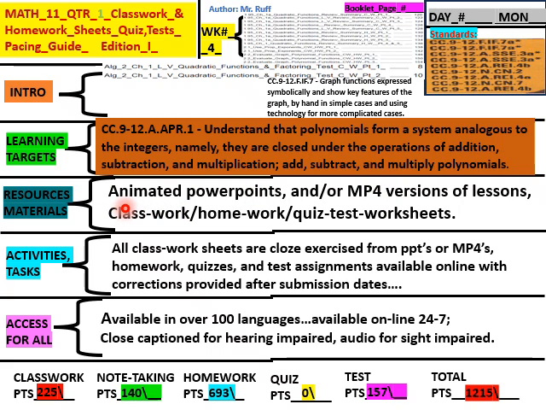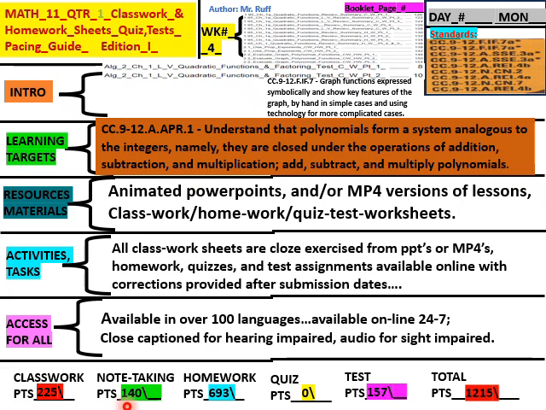And then as per usual, animated PowerPoints and video versions of lesson, classwork, homework, quiz, test, and worksheets are all animated PowerPoints and video. And then activities and tasks. All classwork sheets are closed exercises from PowerPoints or MP4s. Homework, quizzes, and test assignments are available online with corrections provided after submission dates. And access for all: available in over 100 languages, available online 24/7, closed caption for hearing impaired, audio for sight impaired.